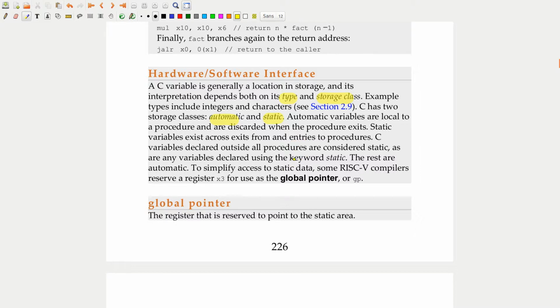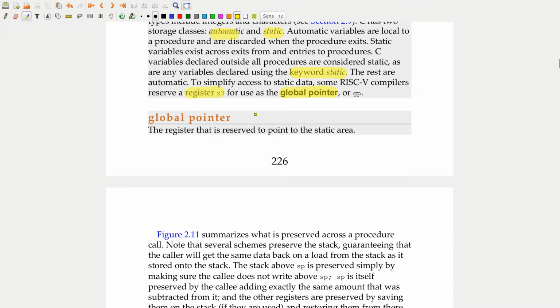And so they use this keyword static. That means if it exists in the function, it also exists in the caller of the function. It exists in both the caller and the callee. Okay, and so one of the registers, X3, is specifically the global pointer. So that's if we need to have some variable that's accessible in both. We have some global pointer that's shared among all of them. So it's a register that is reserved to point to the static area, an area where all the static variables will live.